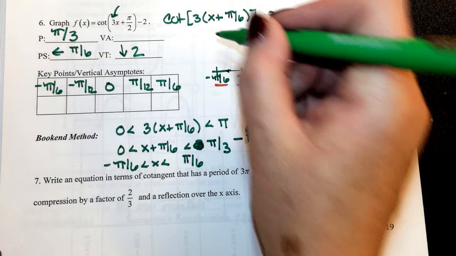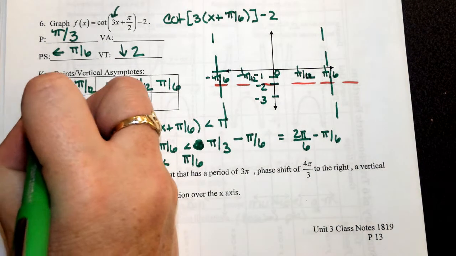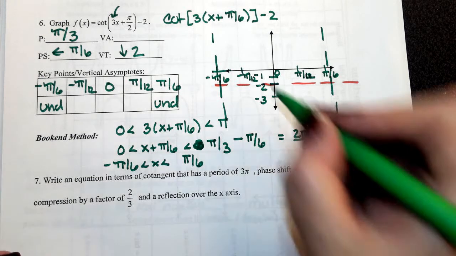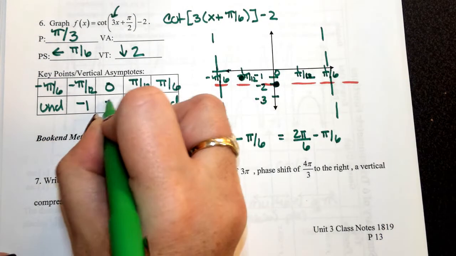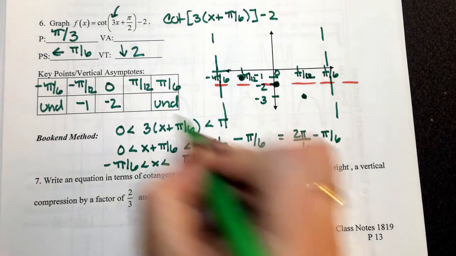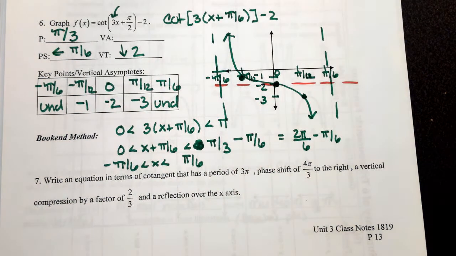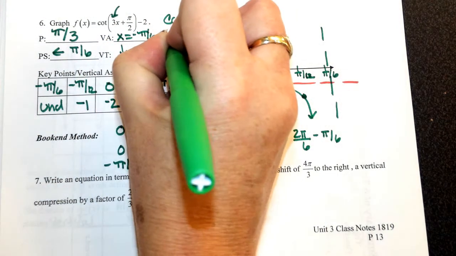Just like tangent and cotangent parent functions, we're going to start and end with vertical asymptotes. There is no reflection, guys, so where's that first point going to be? Is it going to be above the baseline or below? Above. So at negative pi over 12, it's going to be up here at negative 1. At 0, it's a baseline, which is negative 2. At pi over 12, it's below, which is negative 3. So my vertical asymptotes are at x equals negative pi over 6, x equals pi over 6.